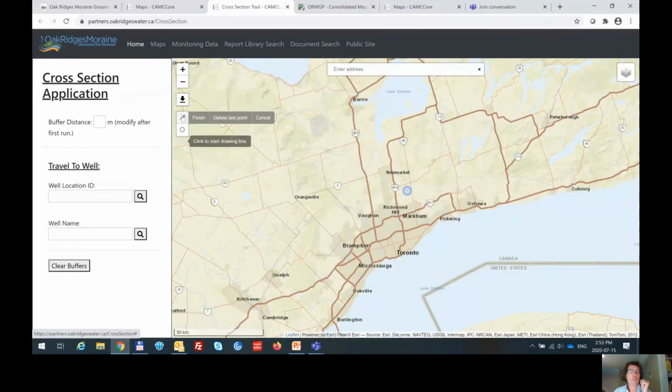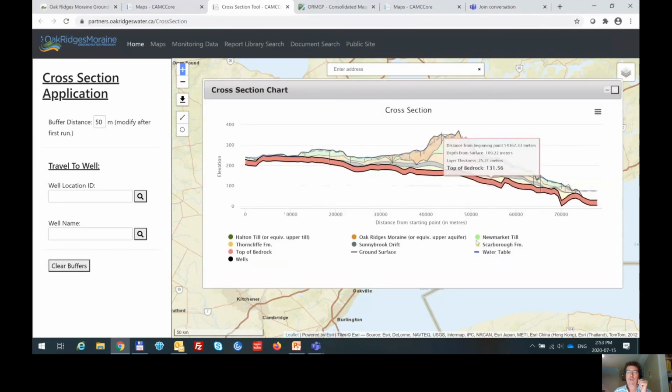You can draw a cross section. So let me draw one in the general area of where we had those cross sections that we saw in the slides. It doesn't have to be two points on a line. It can be a line going anywhere. And then you double click to end, and hopefully a cross section comes up quickly.